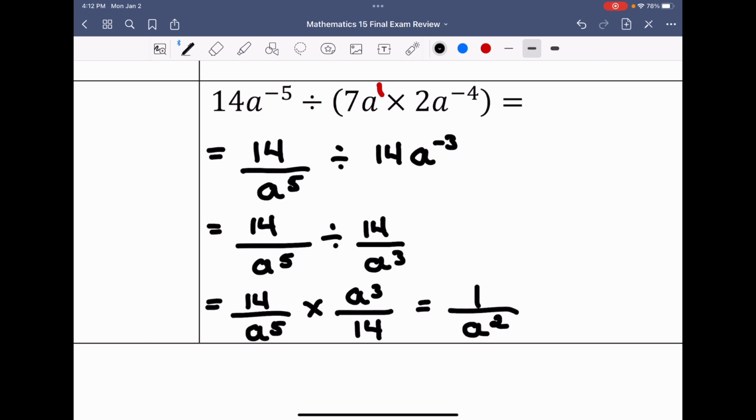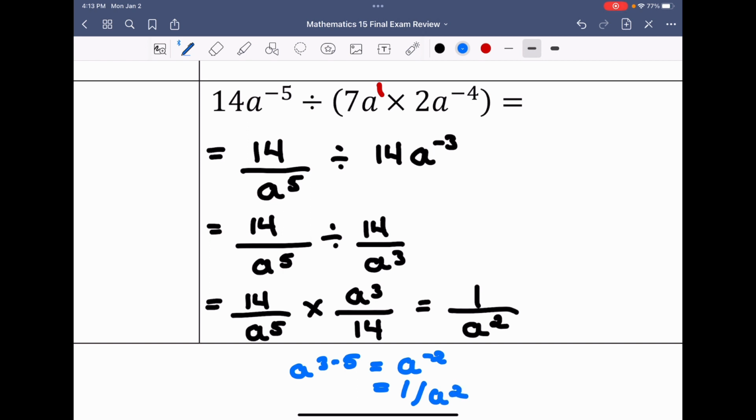Now, what rule did I just apply there? The rule I applied was saying if it's a to the 3 and then divided by a to the 5, that means by quotient rule I subtract, which becomes a to the negative 2, which is 1 over a to the positive 2.